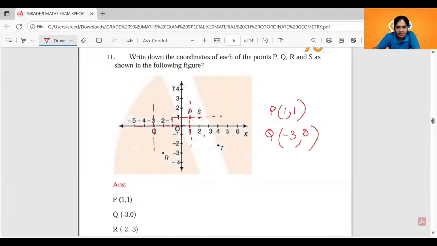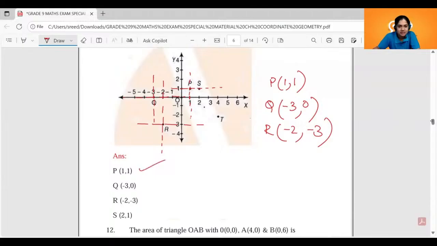Now, what about the next one? After Q, R, right? Draw the perpendicular passing through R like this, and like this. Okay, so the vertical one touches the x-axis at -2. The horizontal one touches the y-axis at -3. Correct. So the point is R(-2, -3). You can see the answers at the bottom.